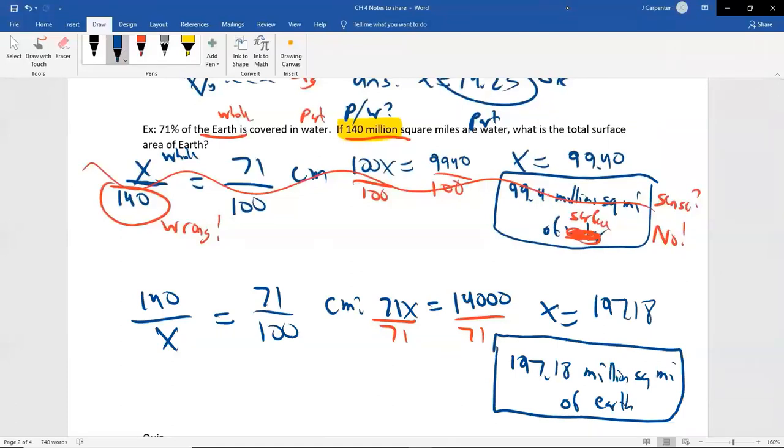Also, if you know anything about Earth, Earth is 71% water, just like people are about 70% water. So this would make sense. 140 is about 70% of 197. But there's so many different ways you could have just gotten this answer wrong contextually. If you forget the million, if you just say there's 197.18 square miles of Earth, that's definitely not right. There's more than that many square miles just in Virginia alone. It's more than that many square miles in just Hampton Roads alone.